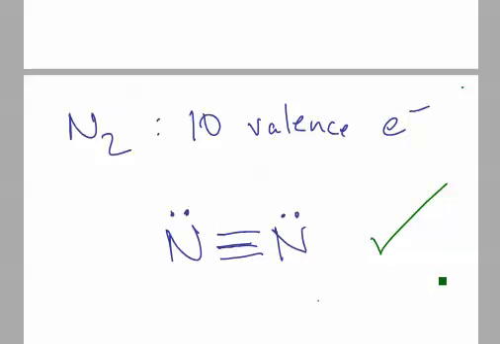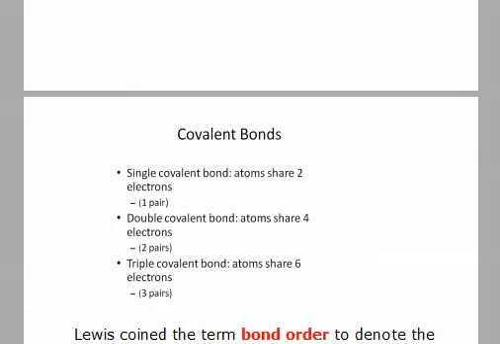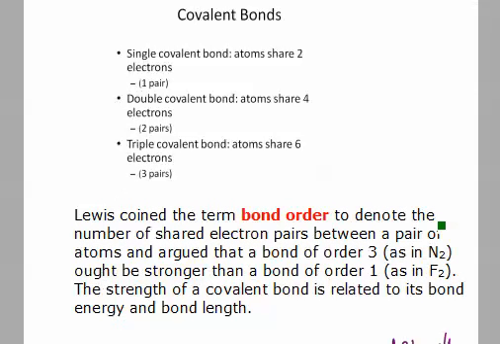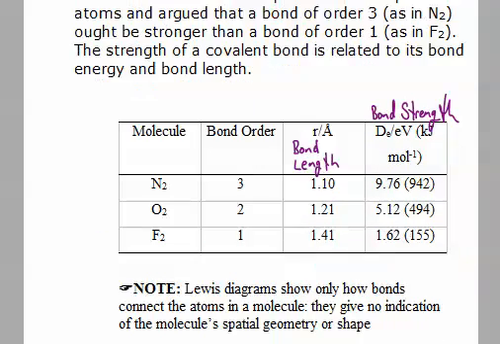So this idea of bond order really is related to the nature of these bonds. In our simple model, we define bond order as the number of covalent bonds that exist between 2 atoms. So a single bond shares 2 electrons, a double bond shares 4, and a triple bond shares 6 valence electrons. And this term bond order, coined by Lewis, really denotes simply the number of pairs of shared electrons. The relationship between the number of pairs of shared electrons and the nature of the bond is summarized in this table.